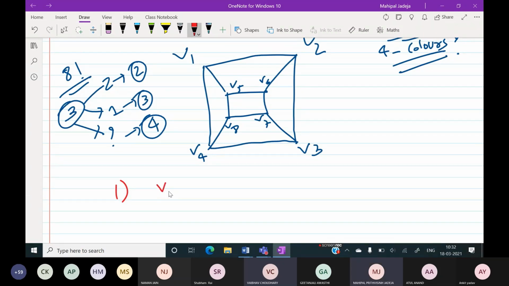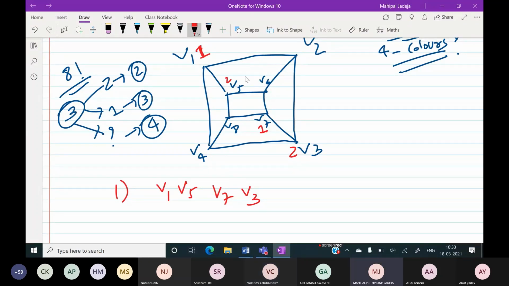First we'll go to V1. Let me also give colors simultaneously. So for V1, we can assign color 1. Next, V5, color 2. Then V7, color 1. So then V3, color 2. Then V2, color 3.